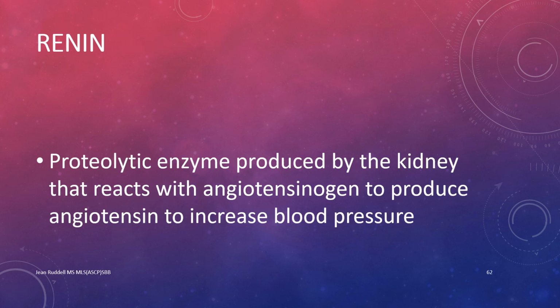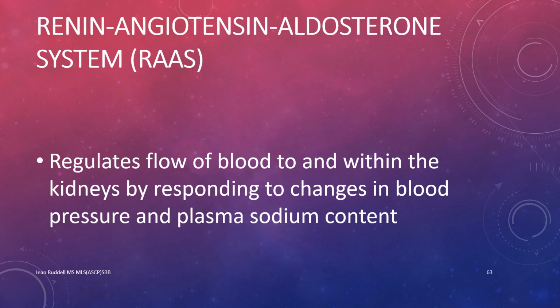Renin: a proteolytic enzyme produced by the kidney that reacts with angiotensinogen to produce angiotensin to increase blood pressure. Renin-angiotensin-aldosterone system: regulates flow of blood to and within the kidneys by responding to changes in blood pressure and plasma sodium concentration.